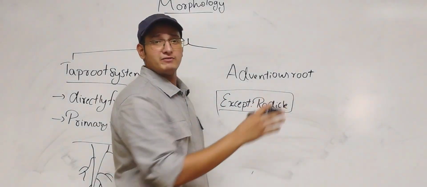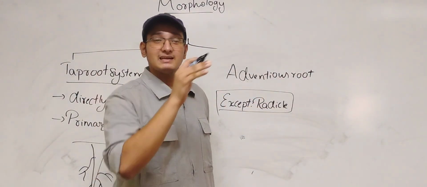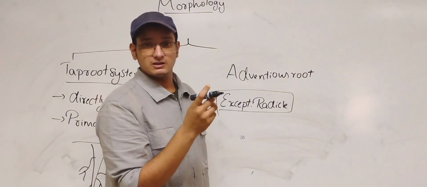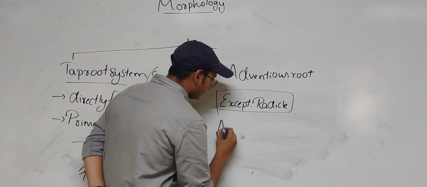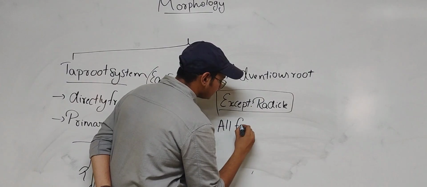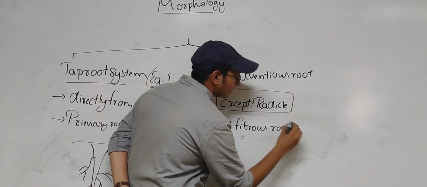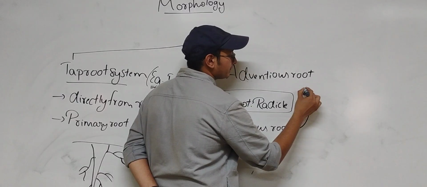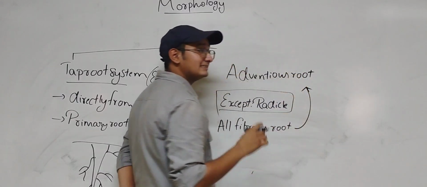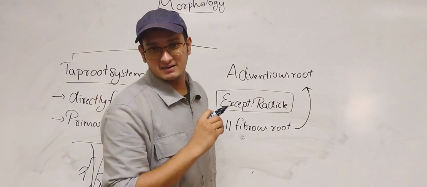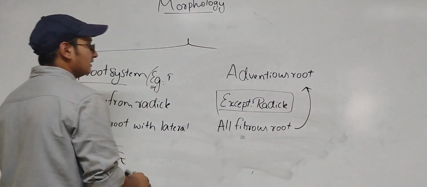Just now, previously, I told you that fibrous roots are developed from the base of a stem. So all fibrous roots are adventitious roots, because their development is from the base of the stem, not from the radicle. Alright, remember this.